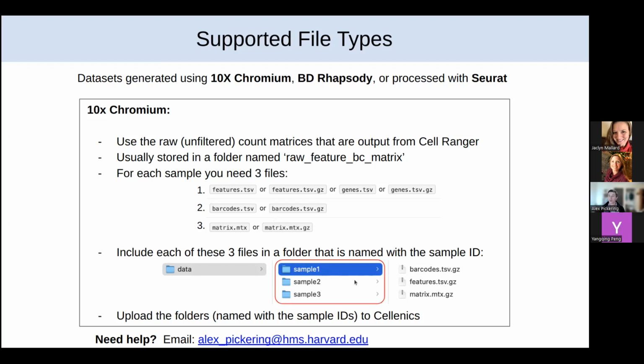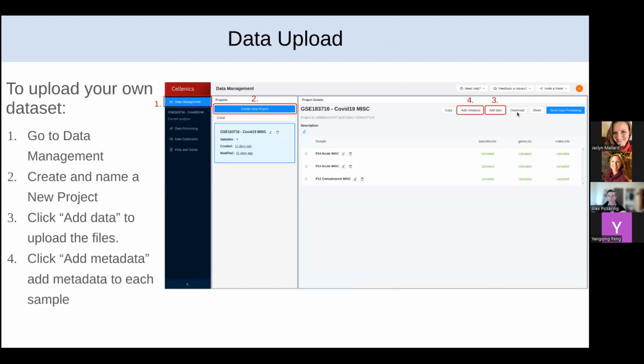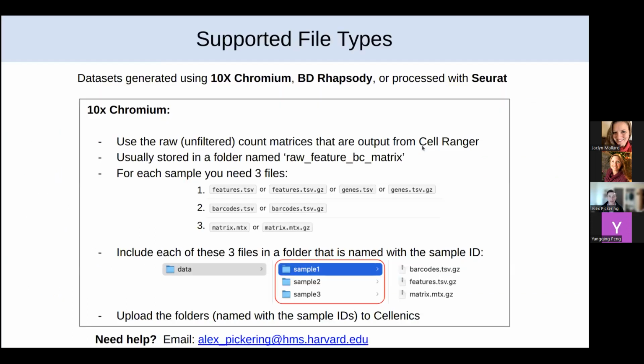Once you've done that for all of your samples, you're just going to take these folders and then you can drag them into the platform. So you're going to click that add data button, and then you can drag them into the pop-up that comes up.